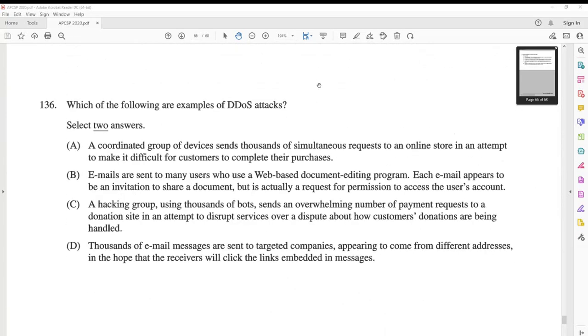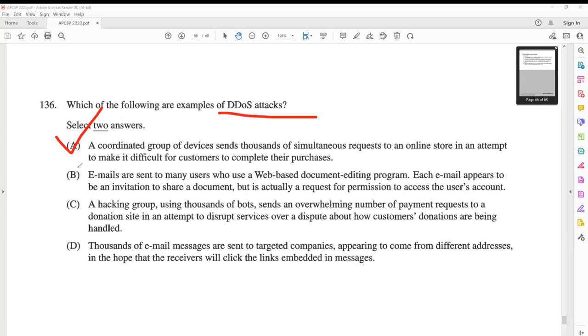Number 136 is a denial of service problem. A denial of service attack usually tries to attack your service using a large volume of unwanted data to jam it. What is the example? Sometimes they use a botnet, coordinating a group of devices to send out thousands of simultaneous requests to the online store in an attempt to make it difficult for customer communications. Yes, 136 A is correct. Email sent to many users of web-based document editing: each email appears to be an invitation to share a document, but it requested permission.